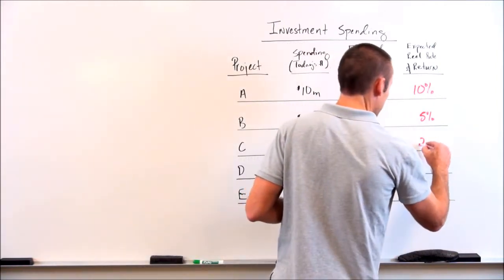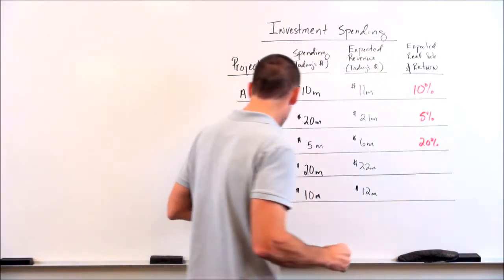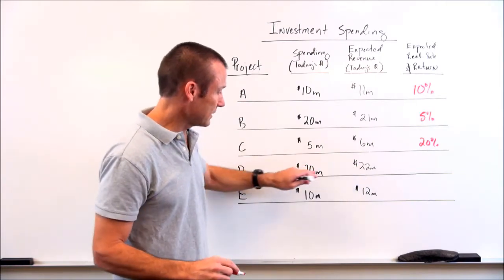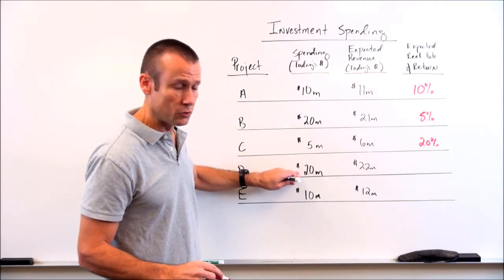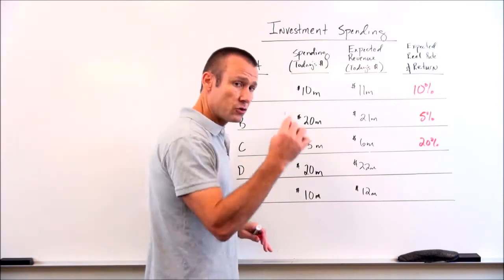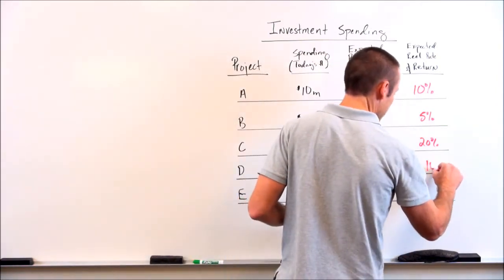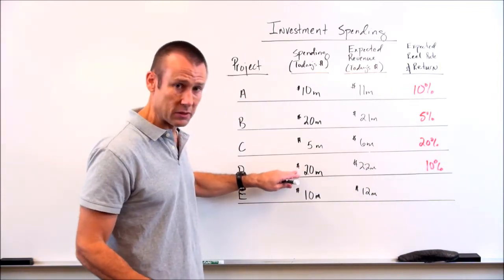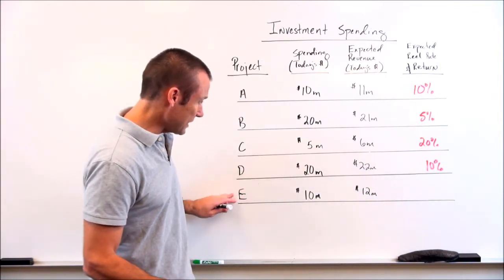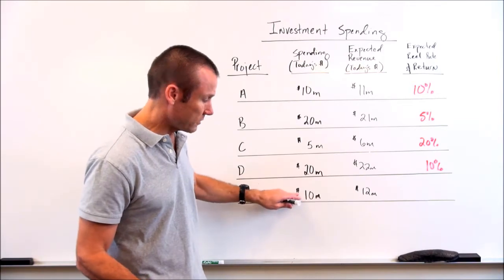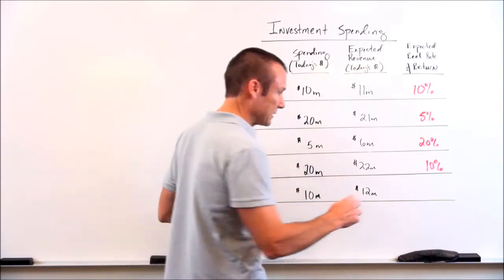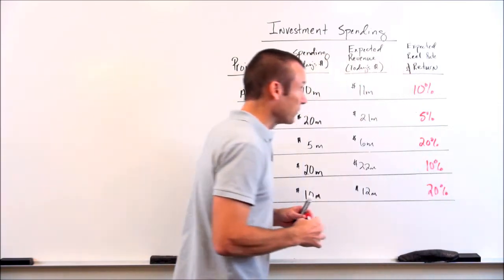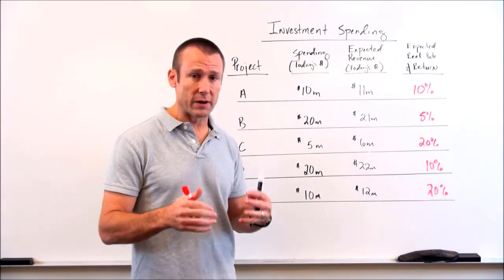And I get 20%. And then for project D here, 22 million, 20 million, the difference being 2 million divided by 20, 10%. Once again, expected real rate of return on that $20 million of spending. And then E, the difference, 2 million divided by 10, 20%. And there we have it. Those are our expected real rates of return.